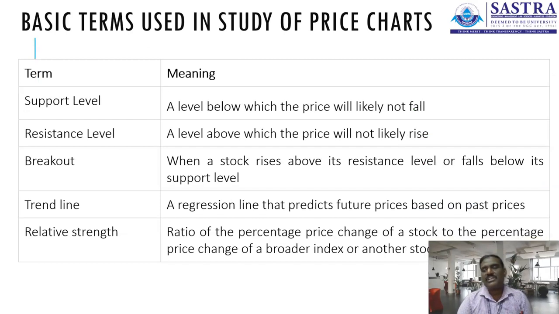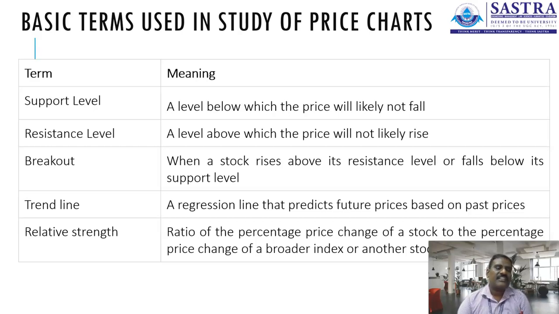Basic terms used in the pricing charts. Normally in technical analysis, we use a charting technique to understand the behavior of a stock. Why do we need to understand the behavior of a stock? Thereby we can predict the future behavior of a stock. That is the reason we go for technical analysis, where we can use different charting techniques. With the charting technique, certain terminology is used. So what are those terminologies?